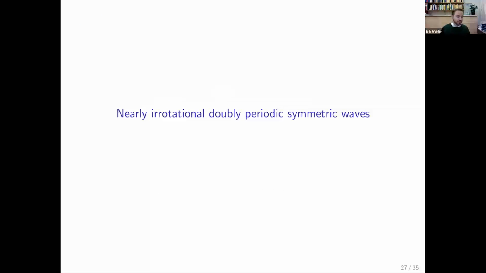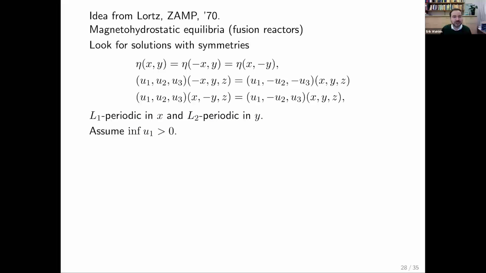Okay, so then I wanted to talk about another approach for constructing doubly periodic waves, which is inspired by a method from plasma confinement, in fact, from magnetohydrodynamics or magnetohydrostatics. So this is an idea from a paper by Lortz. This paper is very nice, but it's in German, and I think for that reason it's not that well known. So his interest was in constructing magnetohydrostatic equilibria.